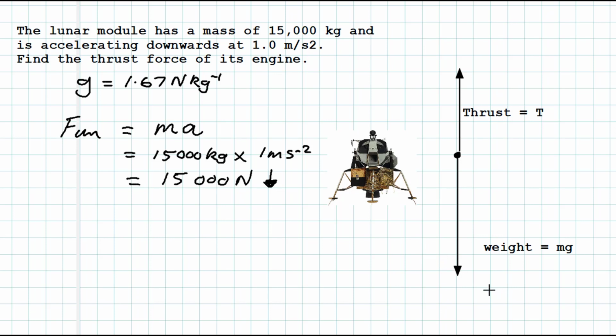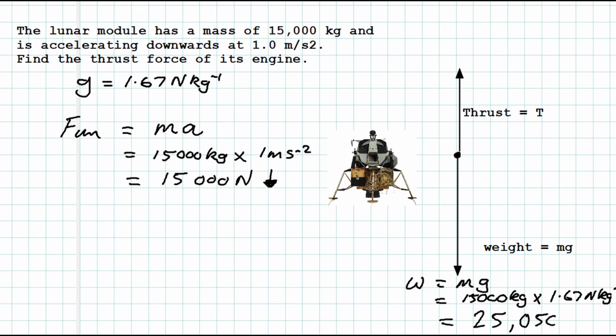What is the weight of the lunar module? Well, the weight on the planet is equal to the mass times the gravitational field strength, which is equal to 15,000 kilograms multiplied by, on the moon's surface, 1.67 newtons per kilogram. And if we work that out, we get the following answer. We get that the weight is 25,050 newtons.